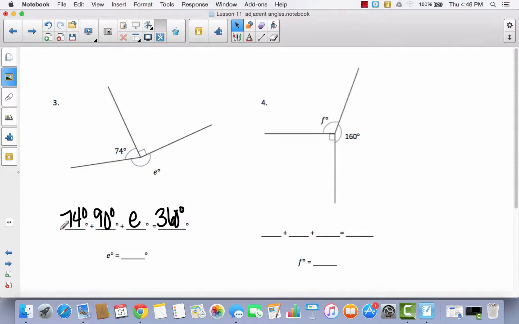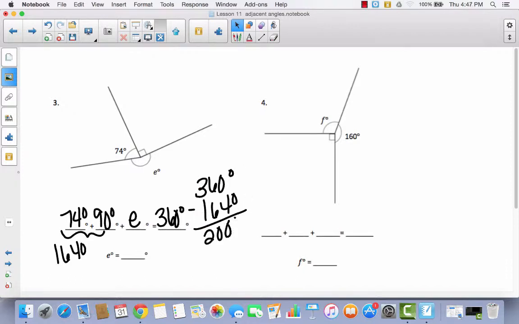All right, so now I'm going to add these two together. So I know that 90 and 74 is 164 degrees. So I have to take 164 from 360. Now, I could do this in my head, and here's how I would do that. I would say, well, 360 minus 160 is 200 degrees, but then I still have to take away 4 degrees, so that would give me 196 degrees.